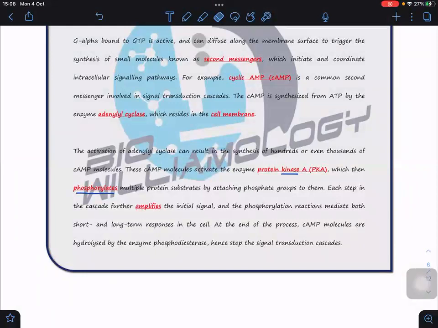So the cascade further amplifies the initial signal, and the phosphorylation reactions mediate both short and long-term responses in the cells. At the end of the process, the cAMP molecules are hydrolyzed by the enzyme phosphodiesterase. Can you see that? Phosphodiesterase is the one that breaks down cAMP to stop the signal transduction cascade.